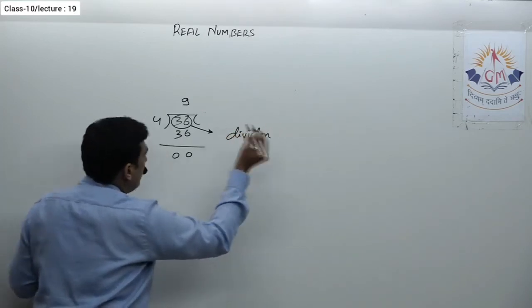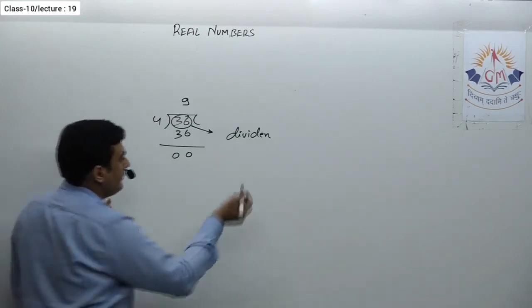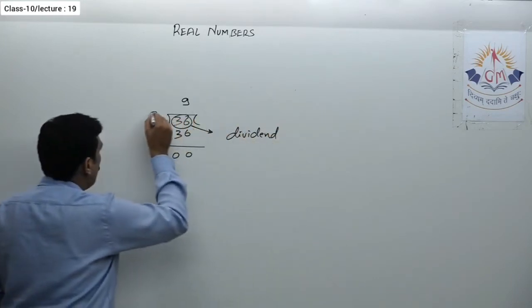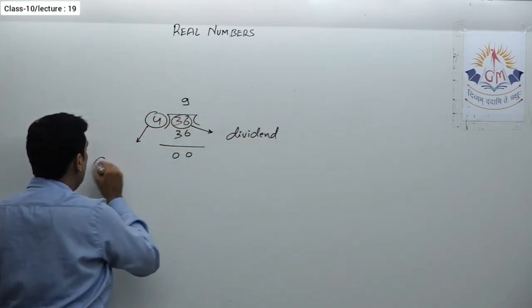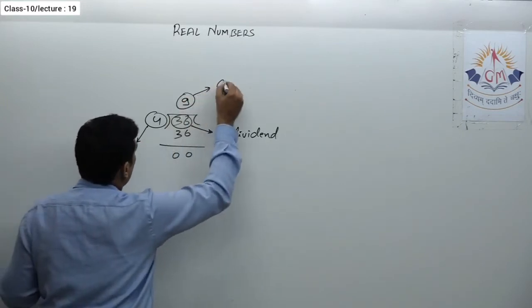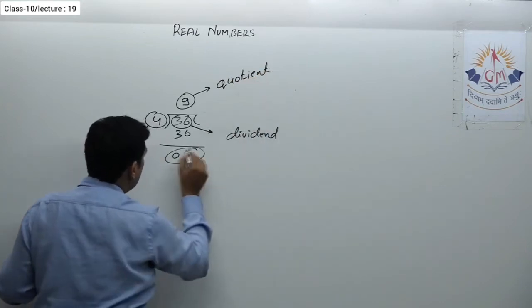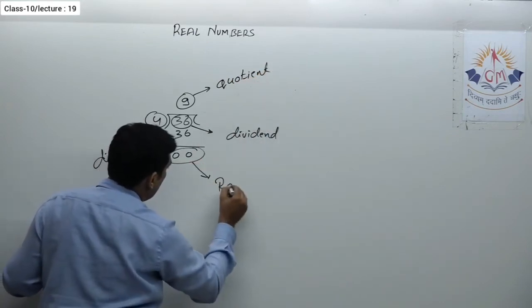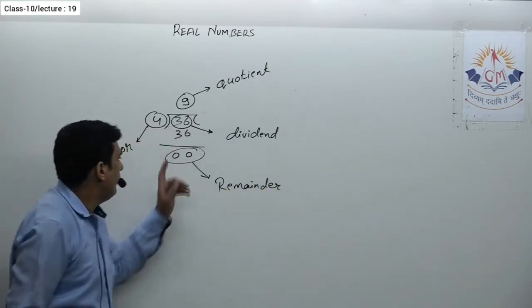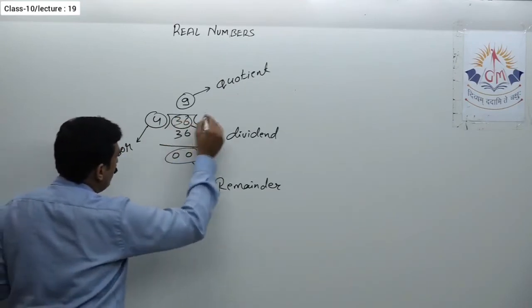Now, you already know this, but in this chapter we have to use this terminology. That's why I am discussing this over here. Dividend. This 4 is called the divisor, and this 9 is called the quotient, and whatever is left is called the remainder, isn't it? These are the terms.